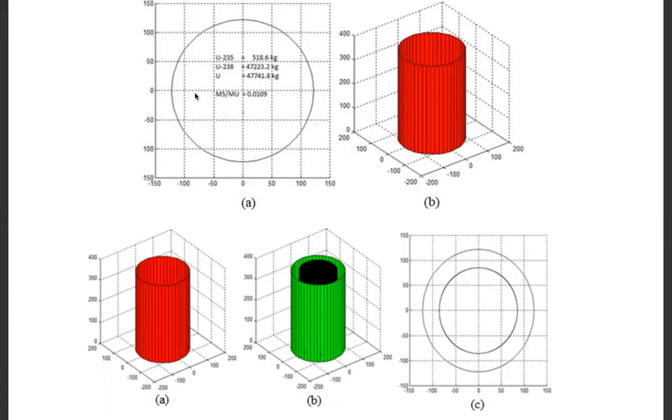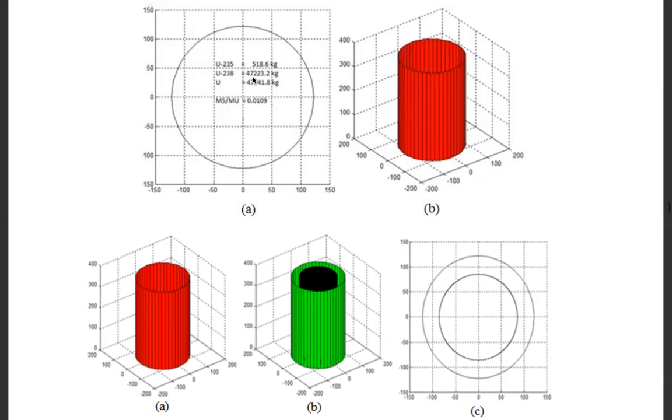So here the summary of this from a nuclear engineering point of view is that 47.7 tons of uranium is the fuel, 47.7 tons, out of which about half a ton is U235.